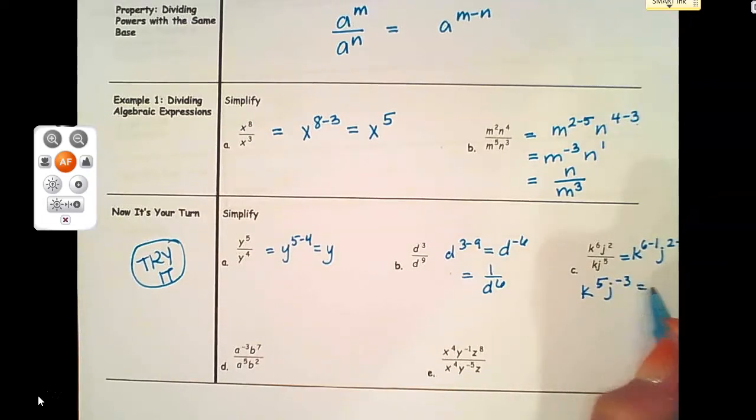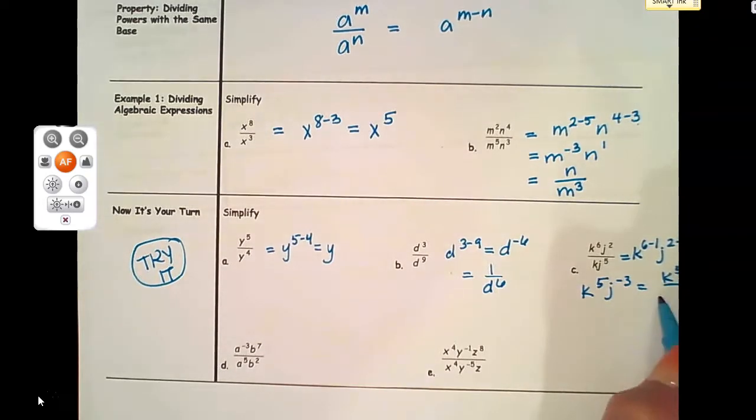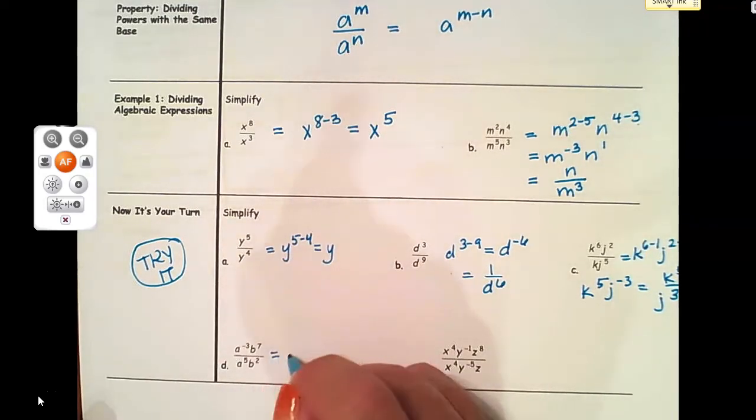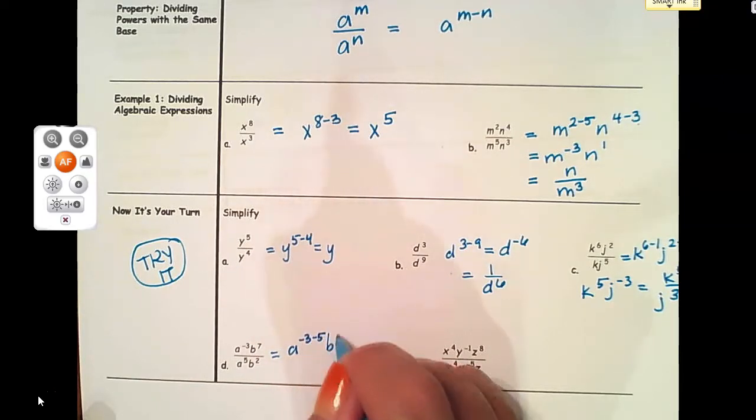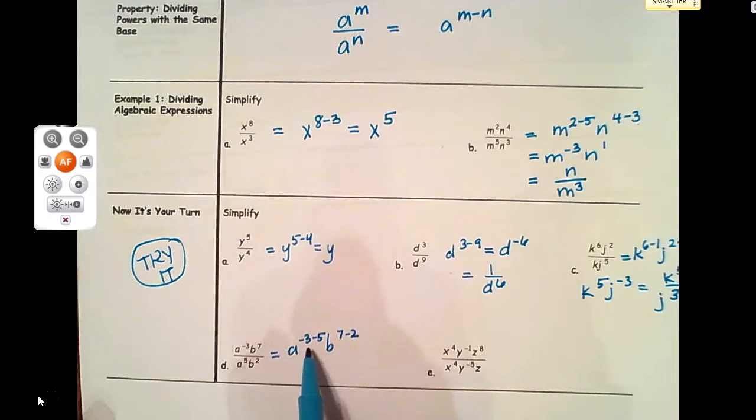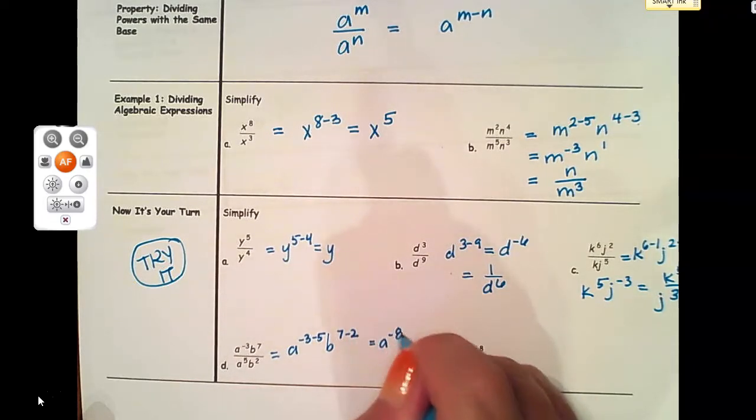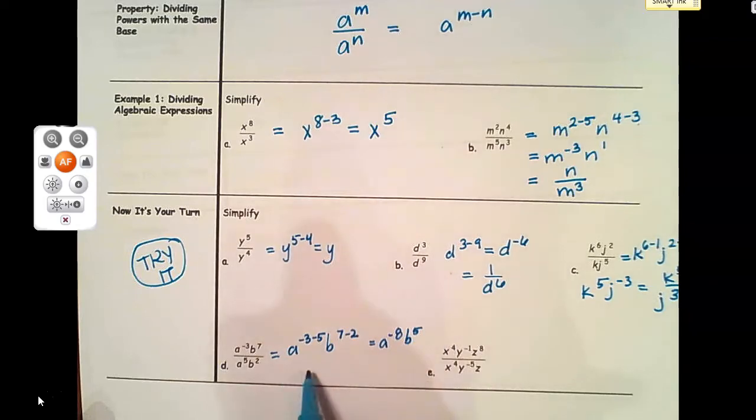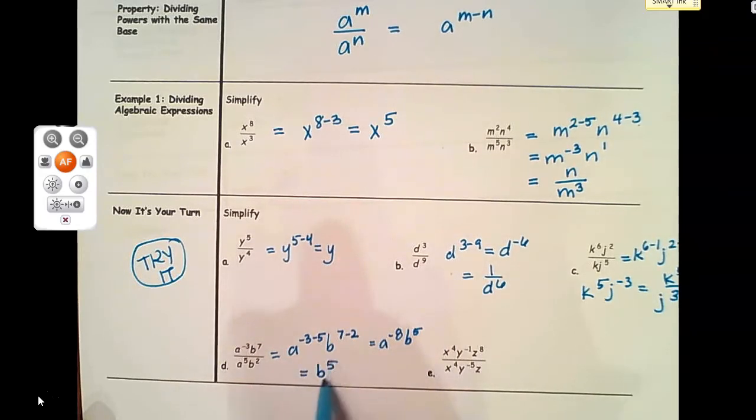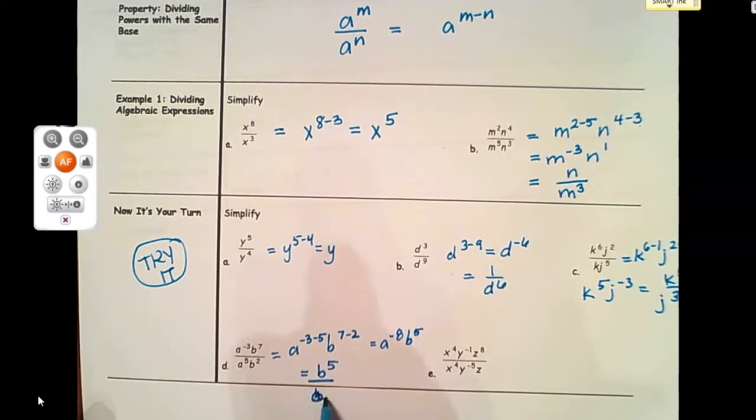And final answer, I'm going to keep k to the 5th on top and move my negative 3rd to the bottom. Keep going. We've got a to the negative 3 minus 5, b to the 7 minus 2. So negative 3 minus 5 is negative 8, b to the 5th. So my b to the 5th stays on top.